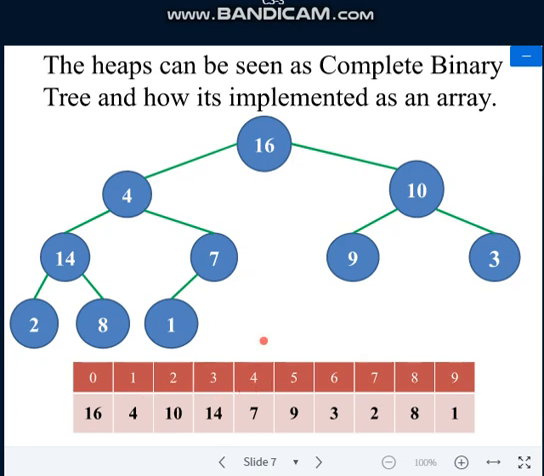So how will you get the formula for this? 2 into i plus 1 and 2 into i plus 2, because I have started the indexing from 0. 2 into i plus 1 is the left child and 2 into i plus 2 is the right child. Is that clear? Yes.